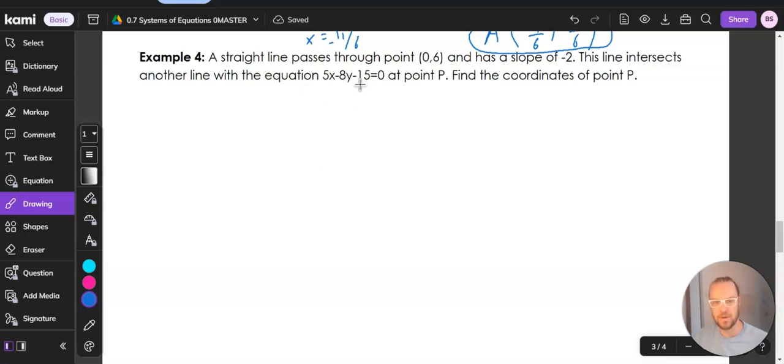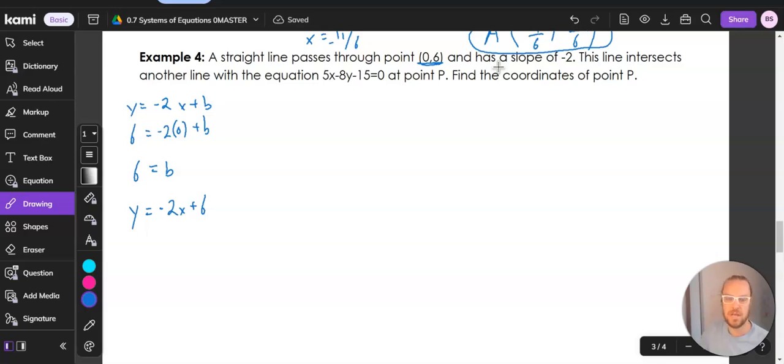Okay, now let's see. We've got a line passing through this point that has that slope. The line intersects with another line with this equation at point P. Find P. Okay, so the first thing is we don't actually have an equation for that first line, so we're going to need to find it. We know that it's y equals the slope times x plus b. And then we can use this point here to sub in and find b. So we're going to get 6 is equal to negative 2 times 0 plus b, which means that 6 is equal to b. All right, so that means that equation is y equals negative 2x plus 6.